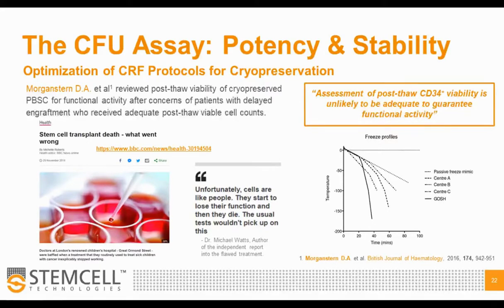The other issue, of course, is that even more recently, we've realized that CD34, when you're looking at viability on cryopreserved samples, works until it doesn't. And this slide really illustrates a situation where it didn't. There were some issues at a hospital, the Great Ormond Street Hospital in London, where they had realized that there were patients with delayed engraftment who had received adequate post-thaw viable cell counts, but they couldn't understand what was going on and why their transplants were delayed.